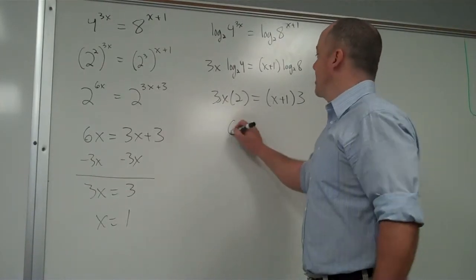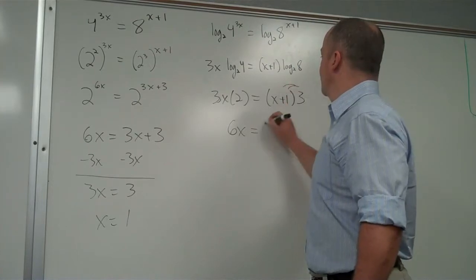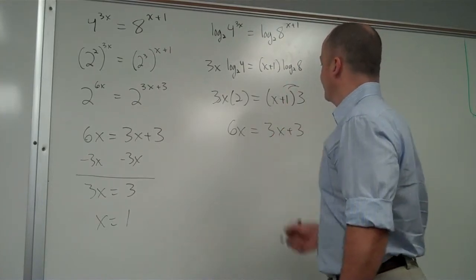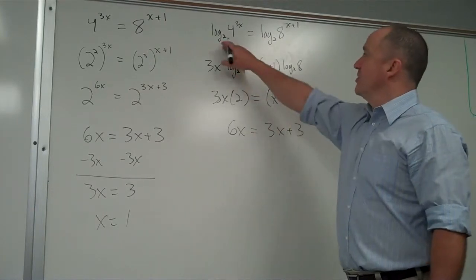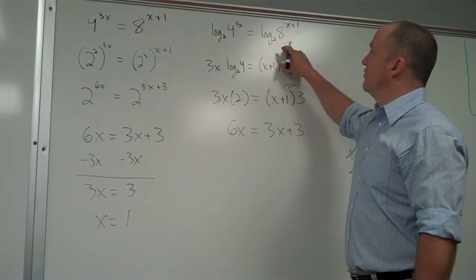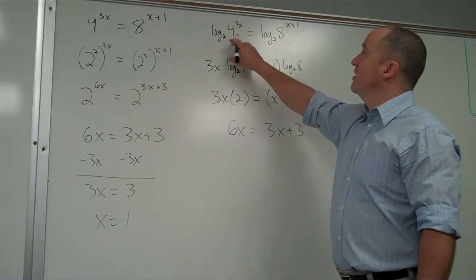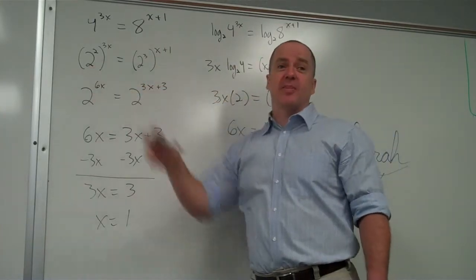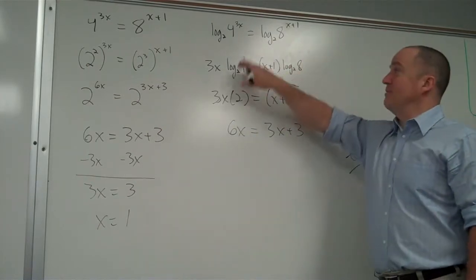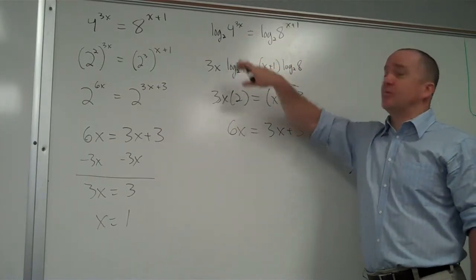So this becomes 6x equals 3x plus 3, and then you solve it from there, and you do the same thing. Using logarithms here really only works if you already know that 4 and 8 are powers of 2, and if you already know that, I think this way is easier. But if you like this way better, that's fine, but you've got to recognize which base to use.